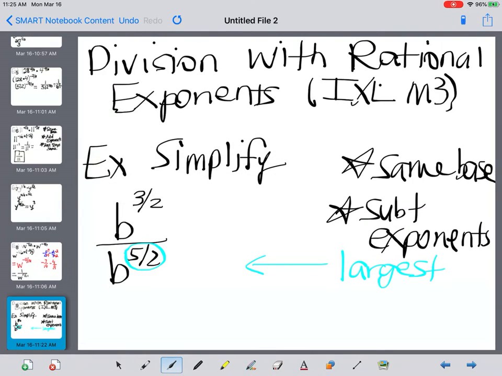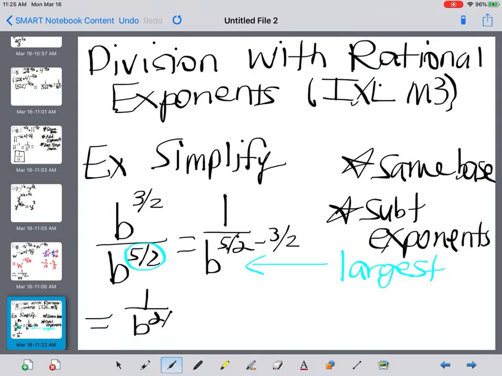So if I did 5/2 minus 3/2, so we're going to have 1 on the top over b to the 5/2 minus 3/2. So that is going to be 1 over b to the 2/2, which basically 2/2 is 1, so it's going to be 1 over b to the first, or just 1 over b basically. That's all we really have to do on that one.